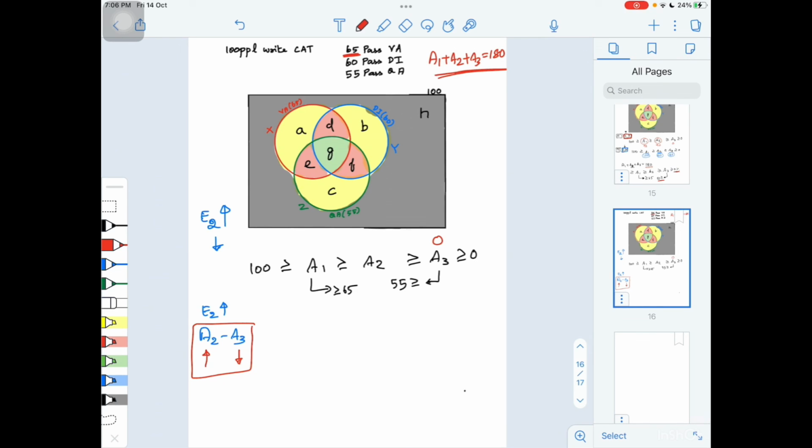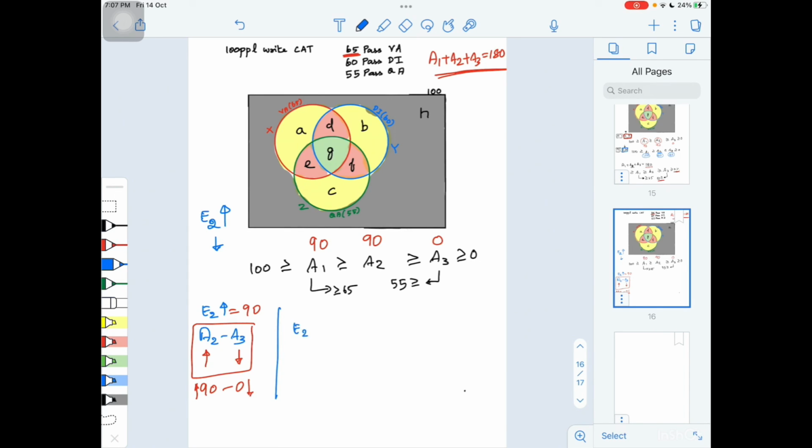How much can I increase A2? Out of 180, if I've given 0 to A3, the remaining 180 is there. That 180, I can't give to A2. This is not possible because whatever is there in A2, at minimum I have to give the same thing to A1 also. So what is the value that I need to give to A2? I can only give 90 at the max, not more than this. So A2's maximum value is 90. A3's minimum value is 0. So 90 minus 0 will be the maximum value that exactly 2 can take.